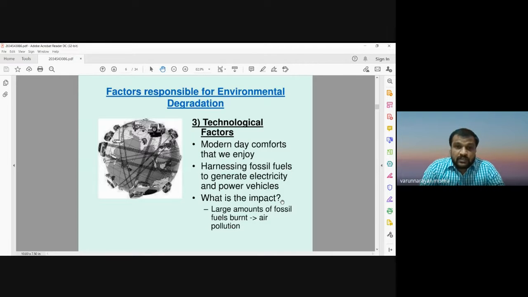So technological factors also have an important role in environmental degradation because of the rapid development, because of the modern day comforts that we enjoy, that are because of the technological factors. Although it is beneficial for human beings, there are also negative impacts of the technological factors on the environment, or you can say the quality of the environment.